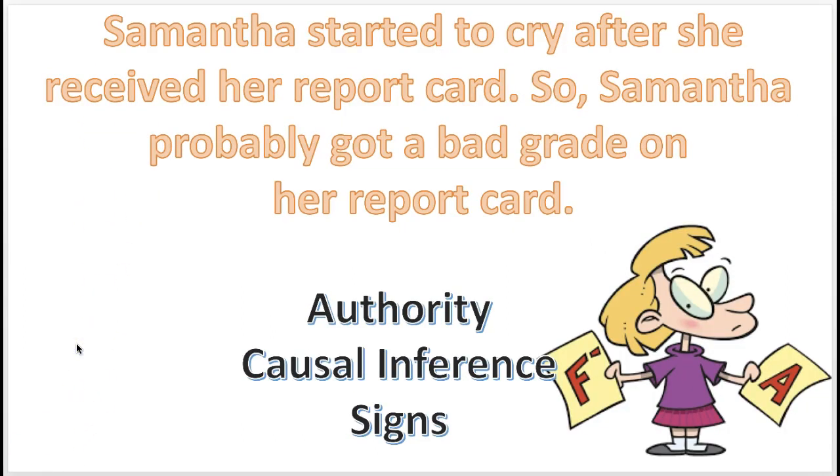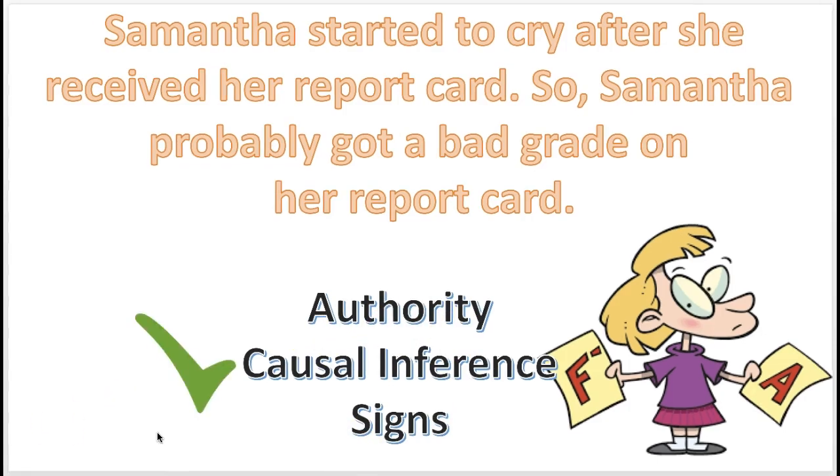Here's another practice problem. What type of inductive argument is this? Samantha started to cry after she received her report card. So Samantha probably got a bad grade on her report card. Is this an argument from authority, or a causal inference, or an argument from signs? The answer is, yes, that's right, a causal inference. The conclusion depends on the claim that a bad grade caused Samantha to cry.